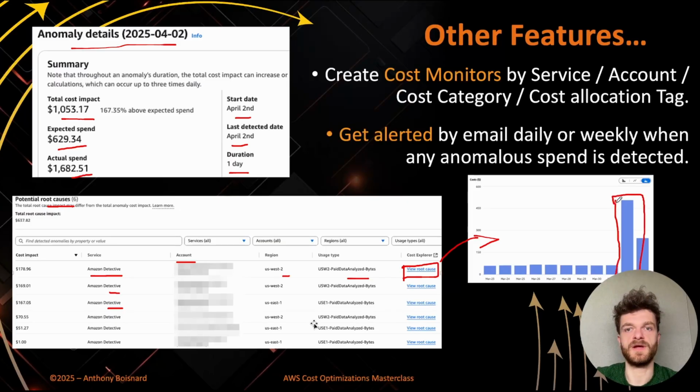You can also create cost monitors by service, like this one, but also by account, cost category, and cost allocation tag. And finally, you can get alerted by email daily or weekly when any anomalous spend is detected.